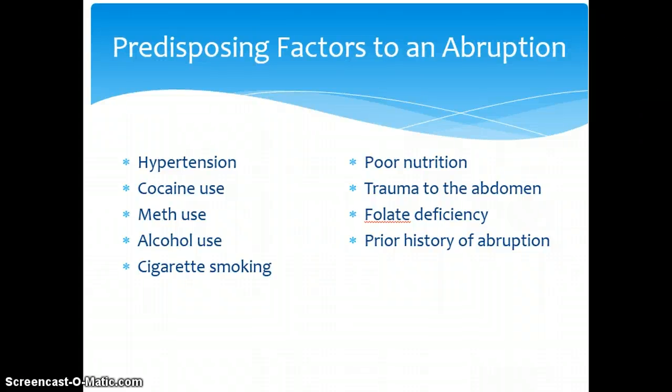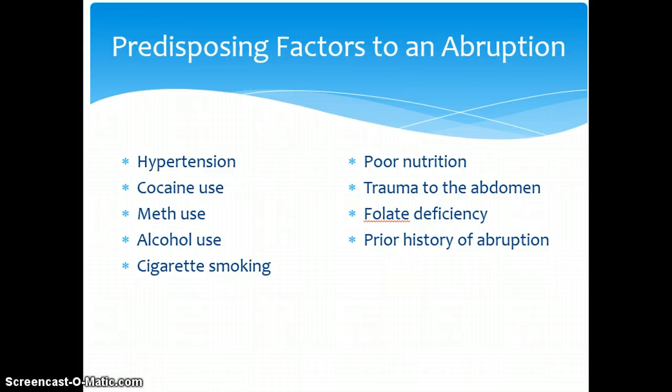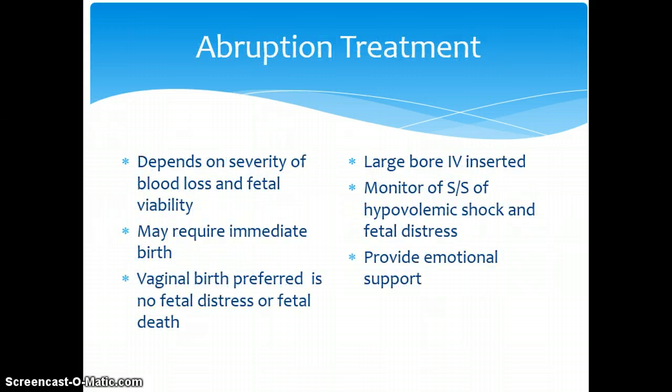Basically, with an abruption, we have that premature separation of the placenta from the wall of the uterus. The treatment depends on the severity of blood loss and the fetal viability. Many times when patients present with abruptions, the baby may already be a stillborn. It may require immediate birth if we still do have a heart rate in the baby, but the baby will have signs and symptoms of shock.